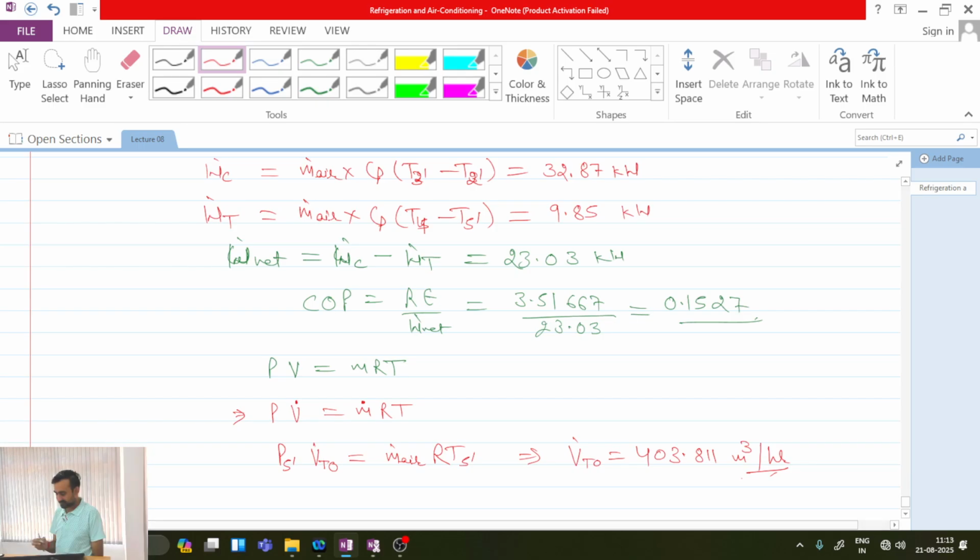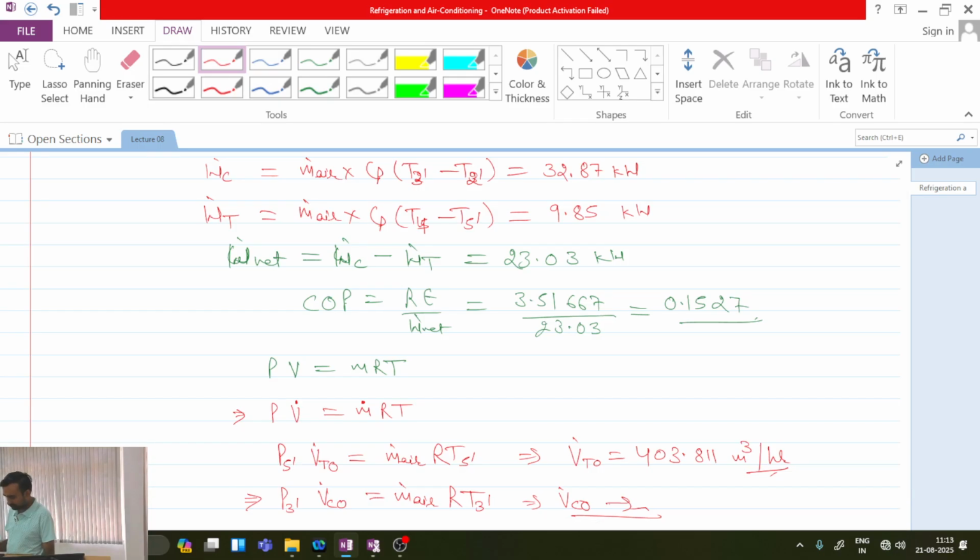Is this one clear? Similarly, at the exit of compressor, the point is 3 dash. So you can write P3 dash V dot compressor outlet equal to m dot air into R into T3 dash. From here you can calculate V dot CO. Are all clear with this? Please tell me. Anyone having any doubt? Please quickly tell me.